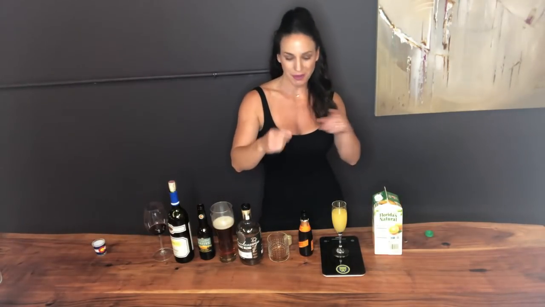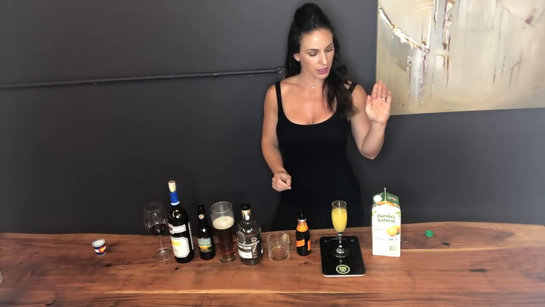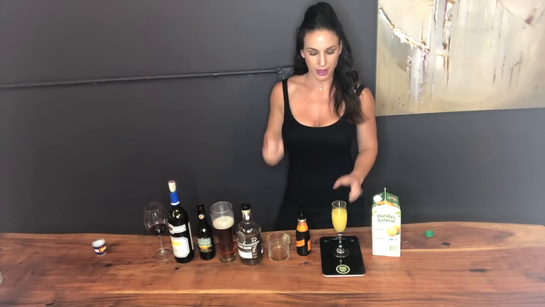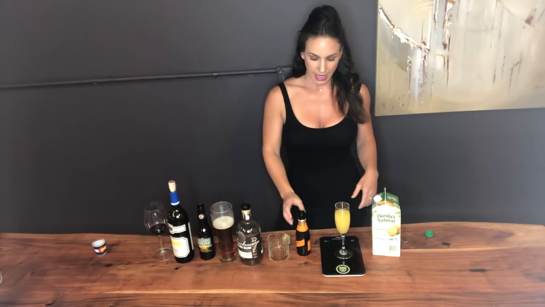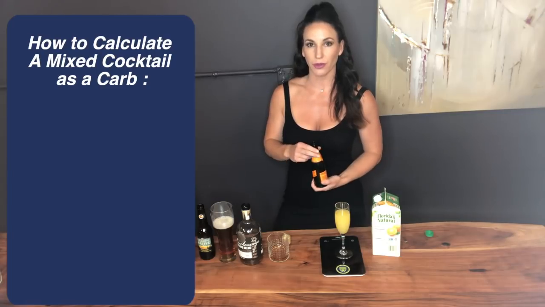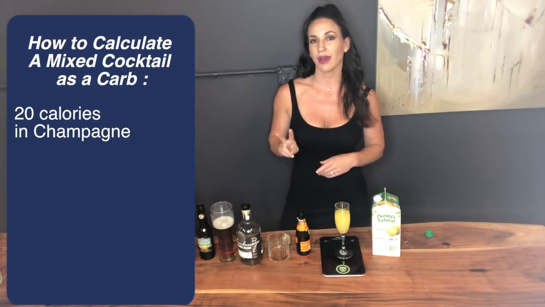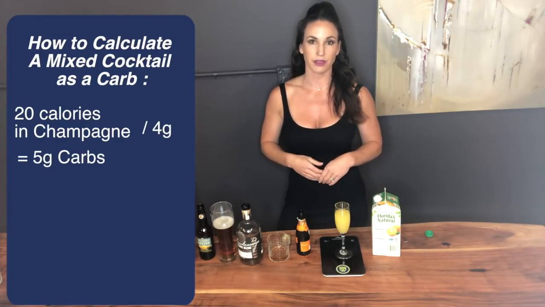All right, the last tip I'm gonna give you is how to calculate a mixed cocktail. We are doing a mimosa today, composed of 2 ounces of orange juice and 2 ounces of champagne. We have that in here already, measured out. In order to find out how many carbs we need to account for in the champagne, we need to Google how many calories are in 2 ounces of champagne. Divide that by 4, and you're gonna get 5 grams of carbs.